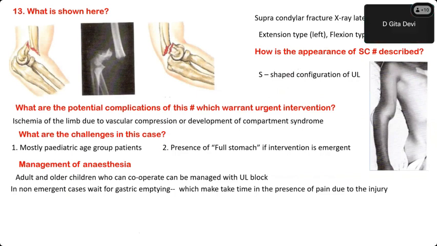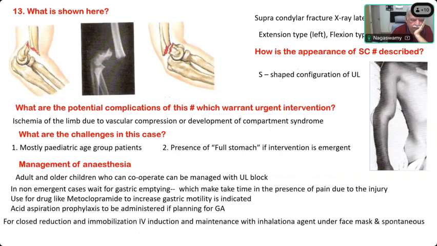You can give metoclopramide. You can give prokinetic drugs to improve gastric motility and emptying. So metoclopramide can be done. Use of a drug like metoclopramide. What is the other drug which can cause increase in gastric motility? But this is not routinely used, but it also has an effect. Erythromycin, sir. Erythromycin. Fantastic. Who said that? Good. So acid aspiration prophylaxis to be administered and planning for GA.